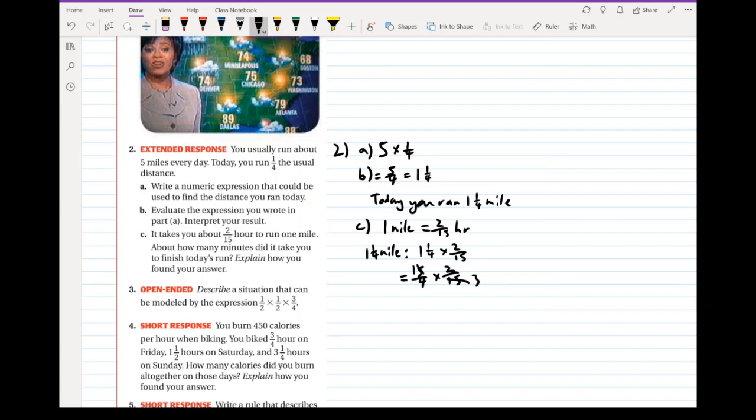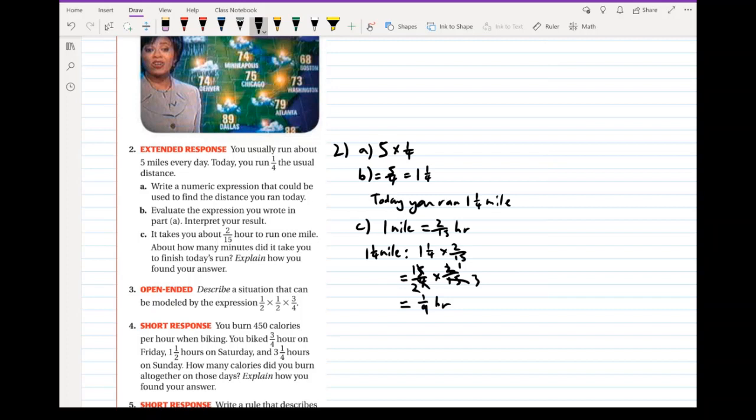2 and 4 also can simplify. So if you divide 2 by 2, that becomes 1. Divide 4 by 2, that becomes 2. So now we have 1/2 times 1/3, which is equal to 1/6 of an hour. And so let's finish up the question. So ran, how many minutes? So this is an hour. That's 1 1/4 of a mile. That's 1/6 of an hour.